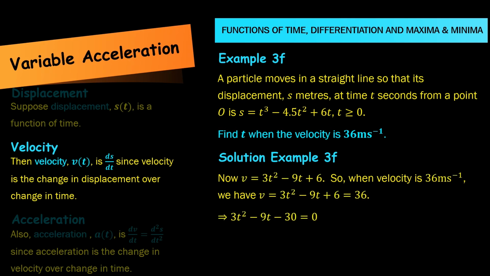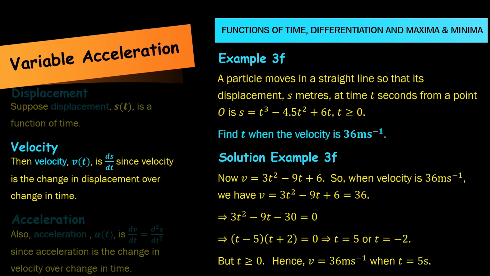Rearranging implies 3t squared minus 9t minus 30 equals 0. And factorising gives us t minus 5 times t plus 2 equals 0. Hence, t equals 5 or t equals minus 2. But t is greater than or equal to 0, and therefore v equals 36 meters per second when t equals 5 seconds.